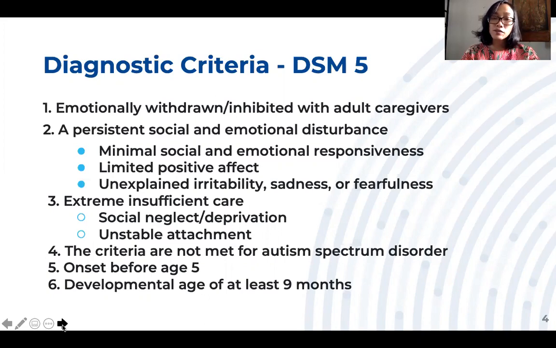children who may have RAD show common signs. The first one is being emotionally withdrawn or inhibited with adult caregivers. It means that the child is not seeking comfort from the caregiver. The child also shows no response when comfort is given, and fails to ask for support or assistance from the caregiver. The child may also often avoid eye contact or physical touch, or refuse to be hugged, especially by the caregiver.